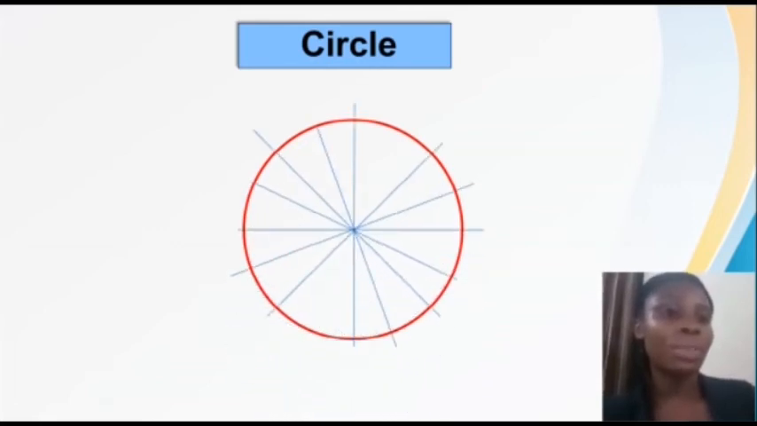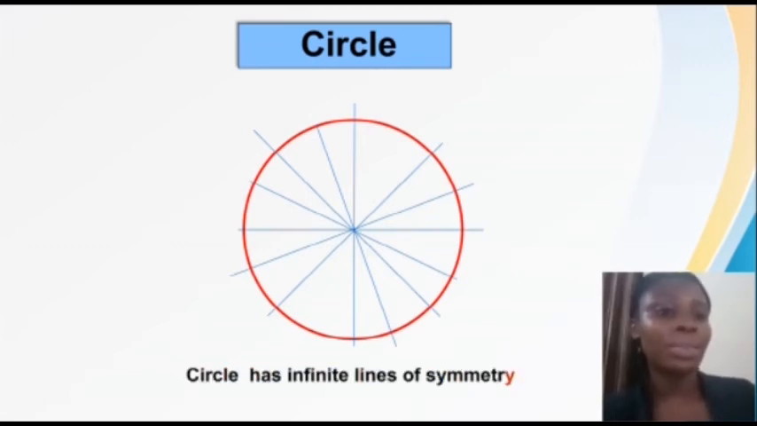So, with all this, we say a circle has infinite lines of symmetry. When we say infinite, it means we cannot count them. There are so many. Any diameter on a circle is a line of symmetry. When I say diameter, I mean the line that cuts a circle into 2 equal halves. So we have infinite lines of symmetry on a circle. That means uncountable.